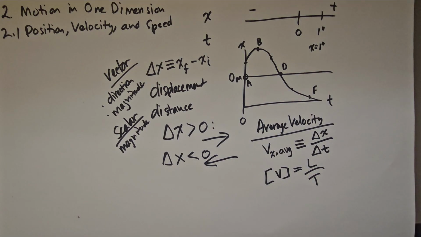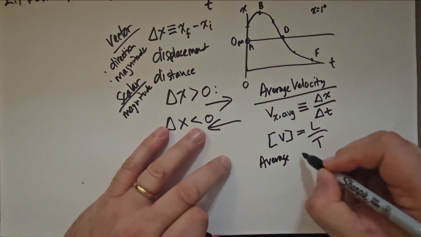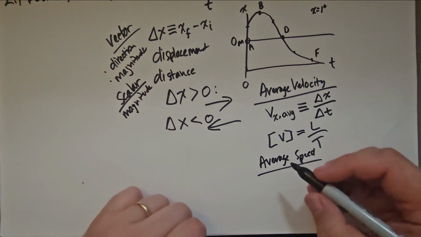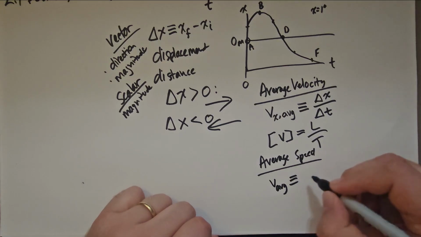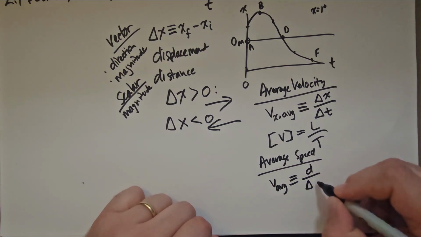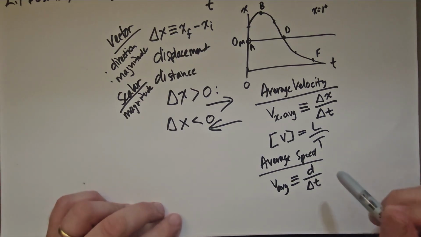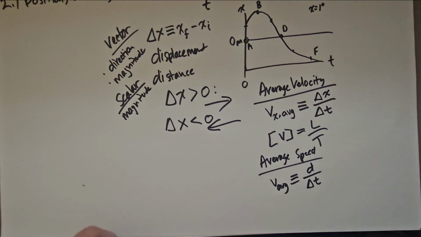Now, consider the concept of average speed, which is different. Average speed, we're going to say v average. That's defined to be the total distance traveled divided by the amount of time it took to travel that distance, right? And that's not really a useful quantity that we consider very often in physics. This is the one that we really find useful. We use it for a lot of different things.